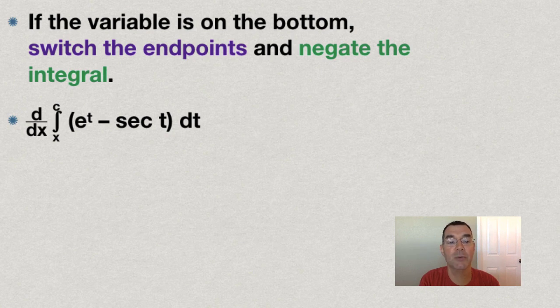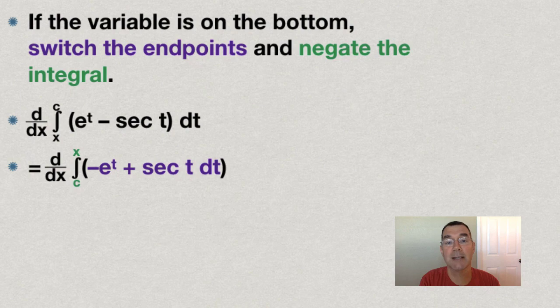If I take the derivative with respect to x of the antiderivative from variable x to constant c of e to the t minus secant t dt, notice that the variable is at the bottom, which is exactly the problem that I just mentioned. So what I can do is I can switch the order, put x on top and c on the bottom, but what that does is it changes the sign of every term in the integration. So I end up with negative e to the t plus secant t dt, and that leaves me with negative e to the x plus secant x.